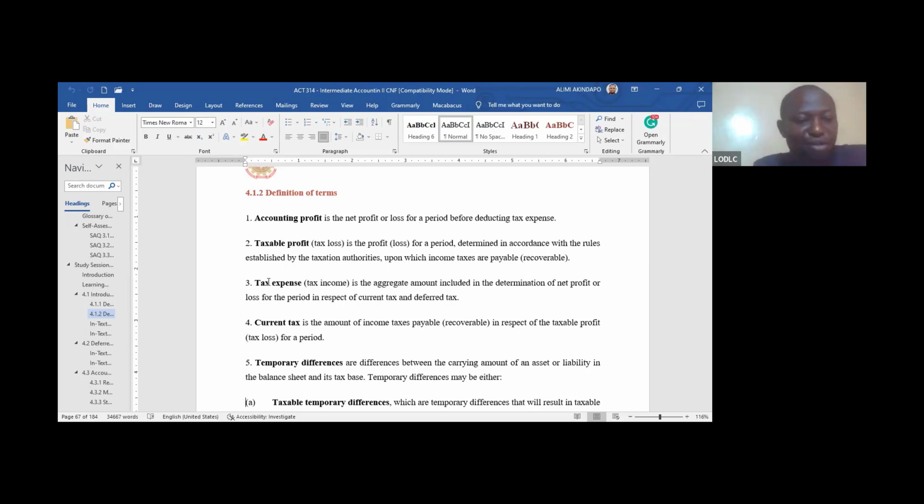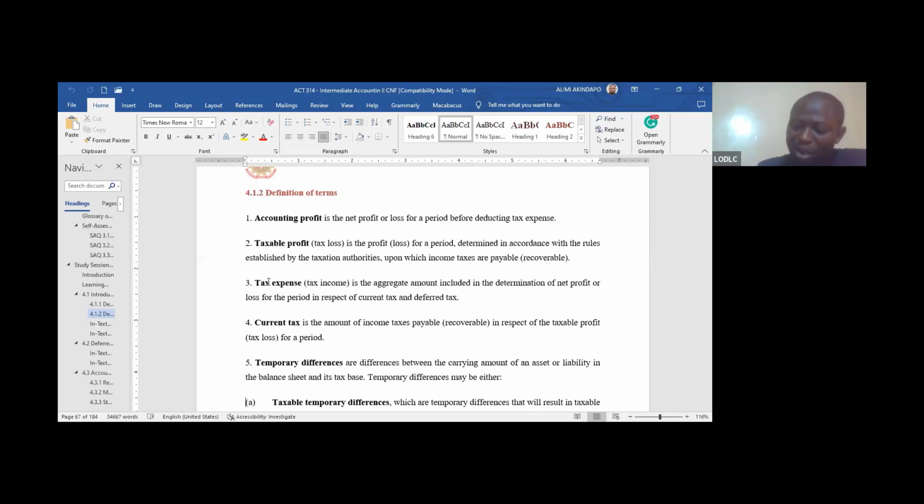Why the taxable profit? You can have taxable profit or you can have taxable loss. It is the profit or loss for a period determined in accordance with the rules established by the taxation authority, upon which income taxes are payable or recoverable. I've explained this before. Then we have tax expense or tax income. Tax expense is the aggregate amount included in the determination of net profit or loss for the period in respect of current tax and deferred tax.